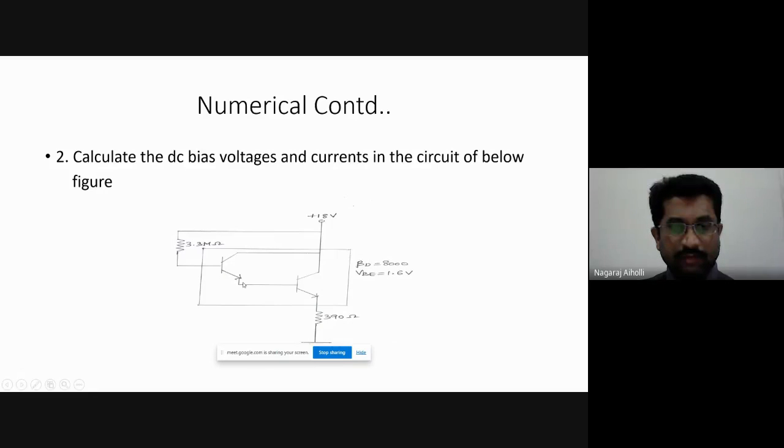The emitter of the first transistor is connected to the base of the second transistor. The collectors of both transistors are shorted. Then the emitter of the second transistor is connected through resistance RE to ground. The base of the first transistor is connected to VCC through the base resistance RB. This is the Darlington bias circuit, the Darlington connection. Quickly note down the circuit.